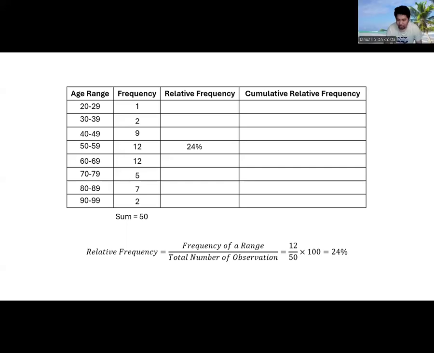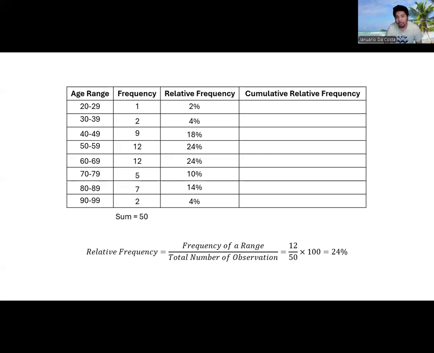Then you just do the rest for the remaining ranges. So 2%, 4%, 18%, 24%, 24%, 10%, 14%, and then 4%. So pretty much do the same thing for the rest.